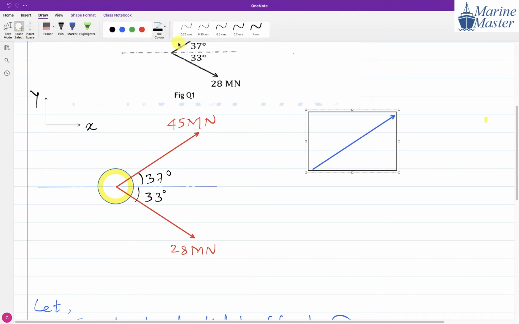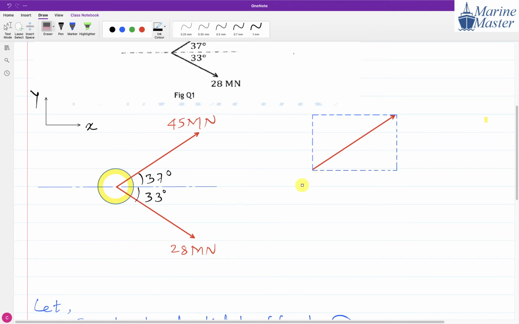So what are we going to do? We are going to form a rectangle. This rectangle is visible to you. So this is a rectangle, and we are going to make this rectangle dotted. And what is the purpose of making the rectangle? We have to form components. So that is the purpose of making a rectangle.